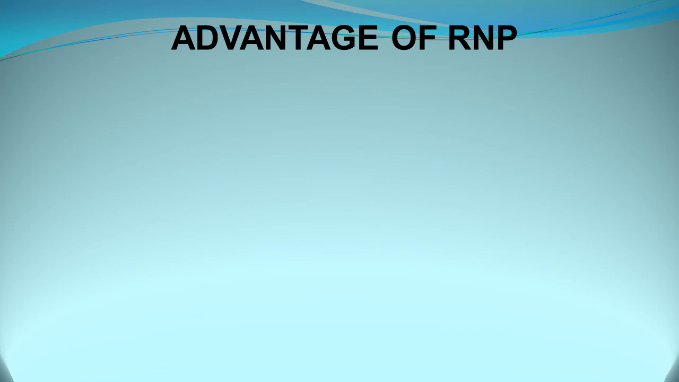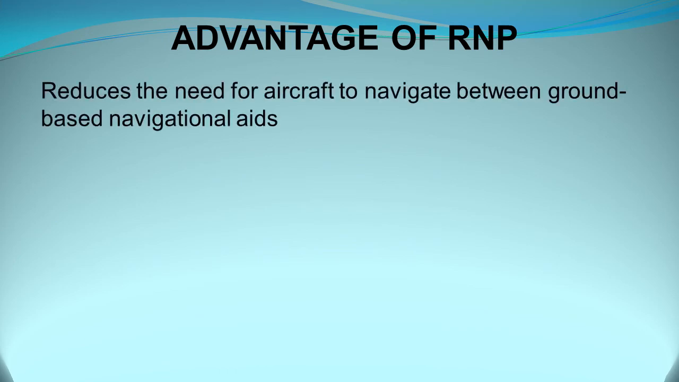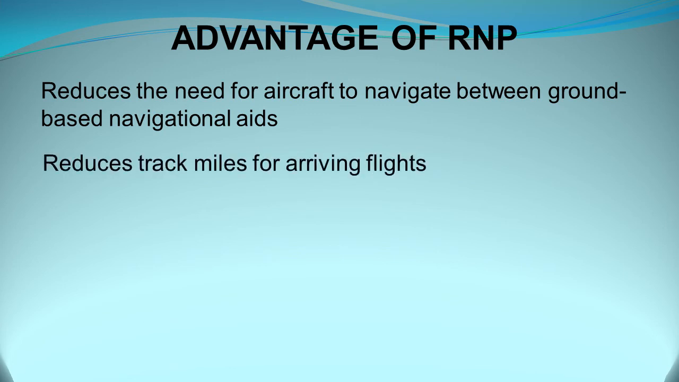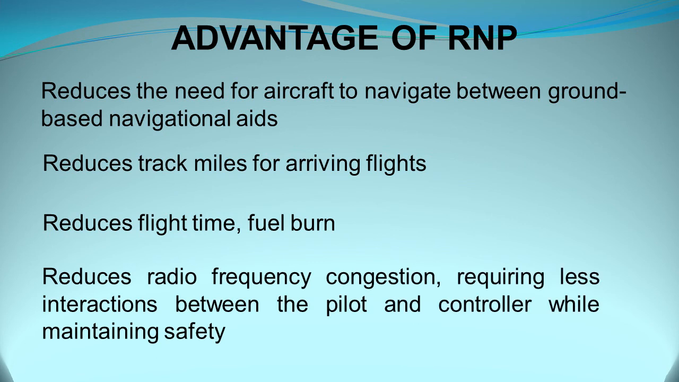Let's talk about some advantages of RNP. It reduces the need for aircraft to navigate between ground-based navigational aids. It reduces track miles for arriving flights. It reduces flight time and fuel burn. The predictable flight path and pre-programmed flight management system also reduces radio frequency congestion, requiring less interaction between the pilot and controller while maintaining safety.